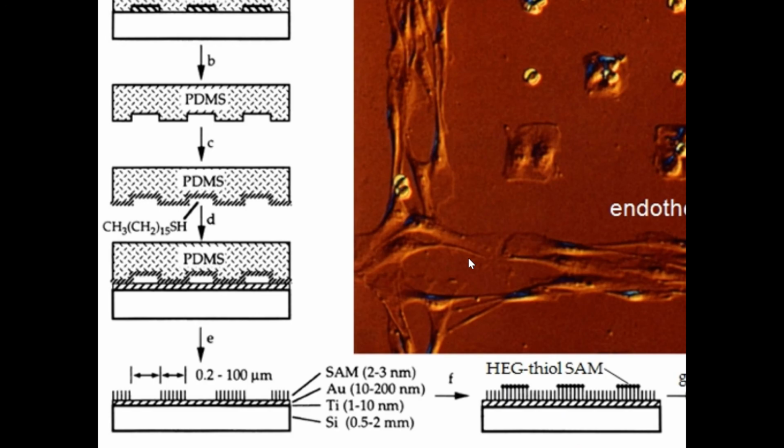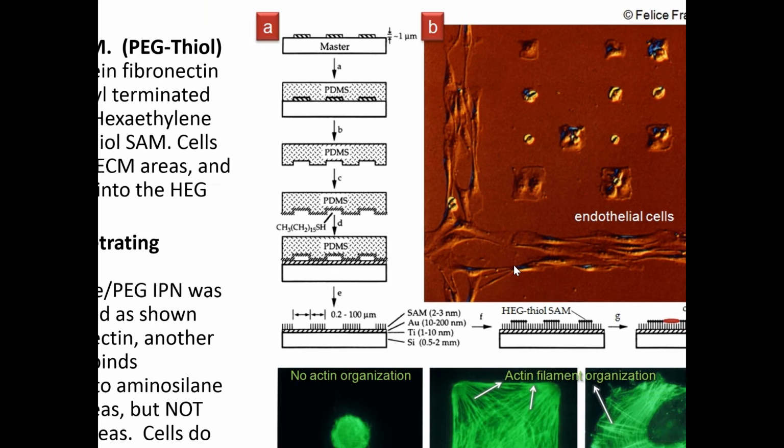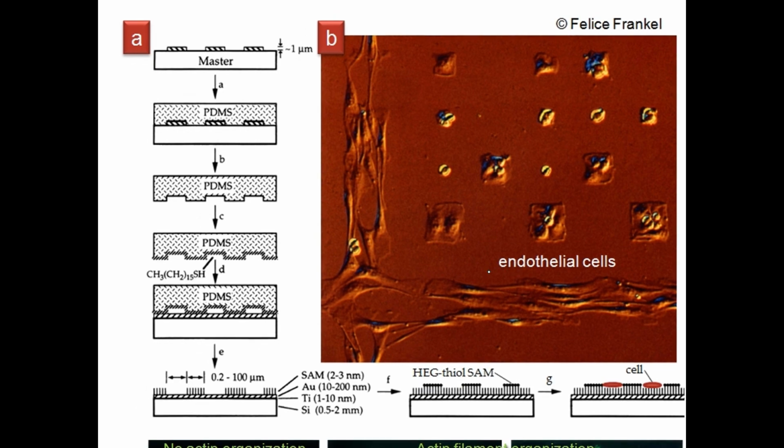Let's look more closely at this. This is the fabrication process. You start off with a master and you create a PDMS stamp. So that's parts A and B here. With the PDMS stamp, you microstamp a pattern to the surface of, this is a gold layer. Okay, so we're doing a self-assembled monolayer on gold.